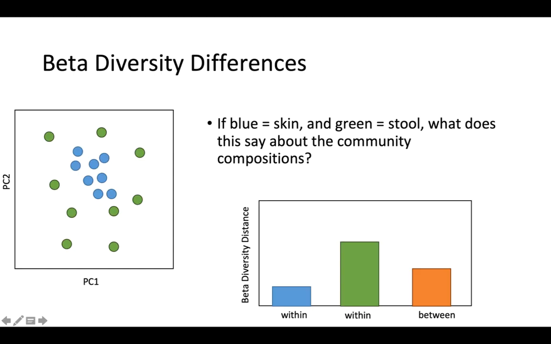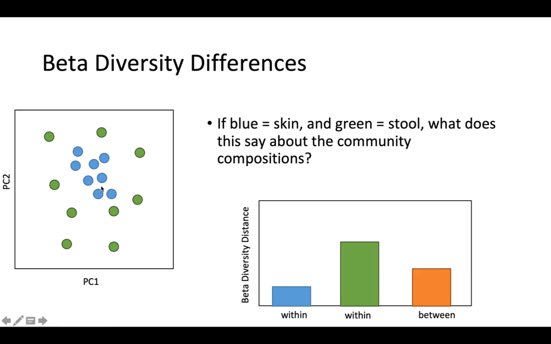So we can have all kinds of different patterns when we look at beta diversity on PCOA plots. We can have something where maybe there's a tight cluster of one type and a more spread out cluster of, say, the green ones. So we can measure beta diversity distance again and have a small average distance within the blue, a large distance within the green, so they're less similar to each other, and then kind of in between for the differences between those.